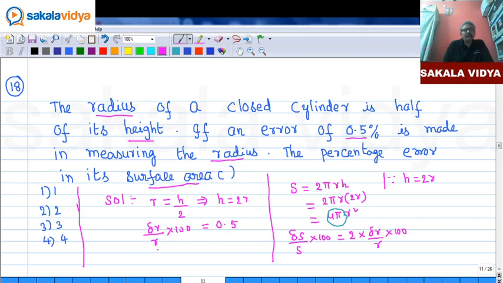Already delta r by r into 100 is given 0.5. So, that is why 2 into 0.5 is 1%. Answer is 1%. So, first option is the right option. First option is the right option. Yes.